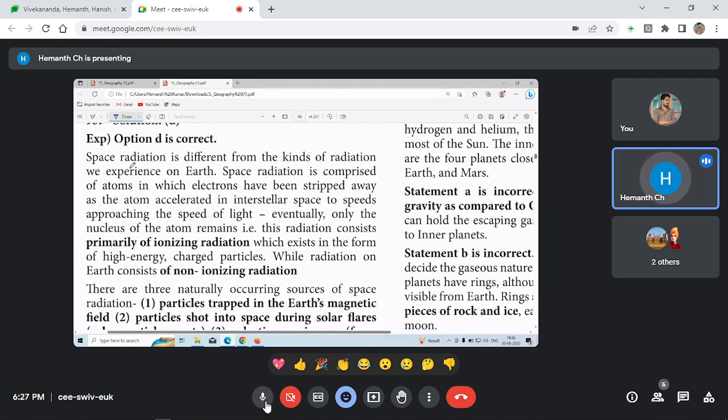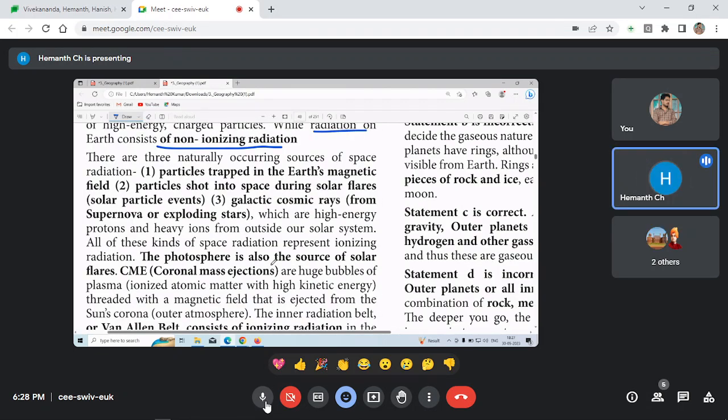Space radiation is different from the kinds of radiation we experience on the Earth. Space radiation is comprised of atoms from which electrons have been stripped away as the atom is accelerated in interstellar space to speeds approaching the speed of light. Eventually, only the nucleus of the atom remains. That is, the radiation consists primarily of ionizing radiation, in the form of high energy charged particles, while radiation on the Earth consists of non-ionizing radiation.